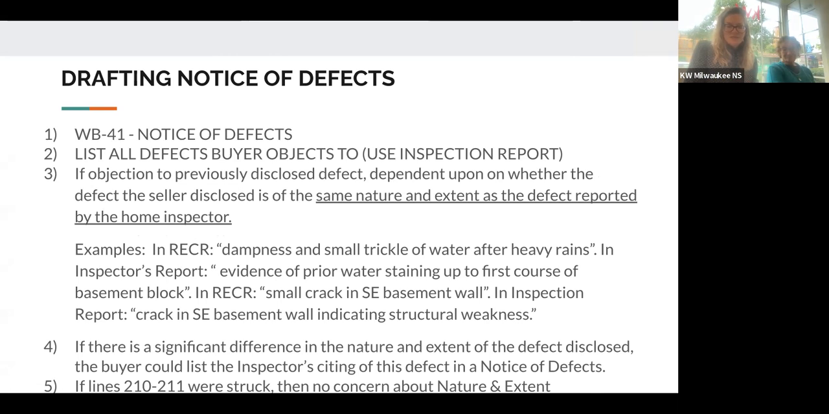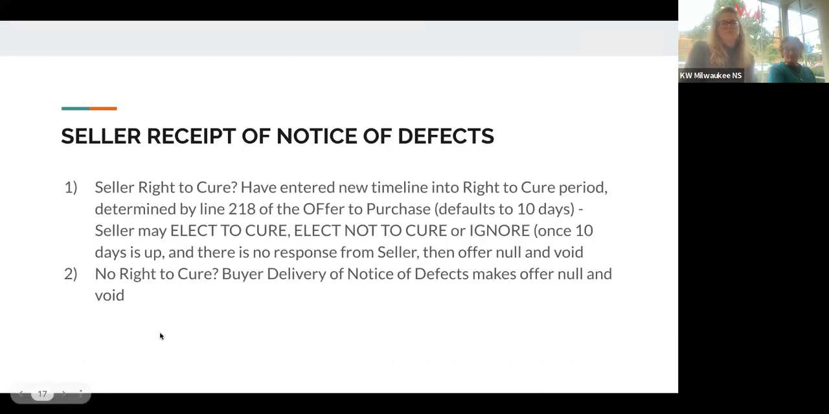I'm just repeating what we just said. If lines 10 and 11 were struck, then there's no concern about the nature and extent. But the point is, we're listing defects now. We're not making requests. We're not over explaining what the defect might be. We're just using the inspection report to list everything that the buyer objects to. And now the seller has their own response to this receipt of the notice of defects.